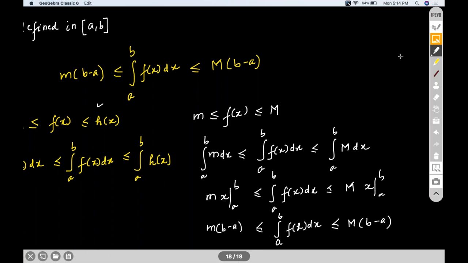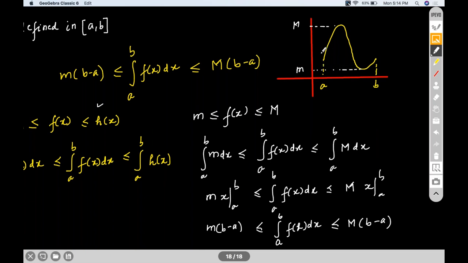Graphically also let us try to understand this. See, let us say your function has something like this characteristic. So this is your starting point A and this is your ending point B. This is the global maxima of this function and this is the global minima of this function. So what does this situation say? This situation is saying that if you make a rectangle like this, this rectangle will always have a higher area than the area within the yellow graph.